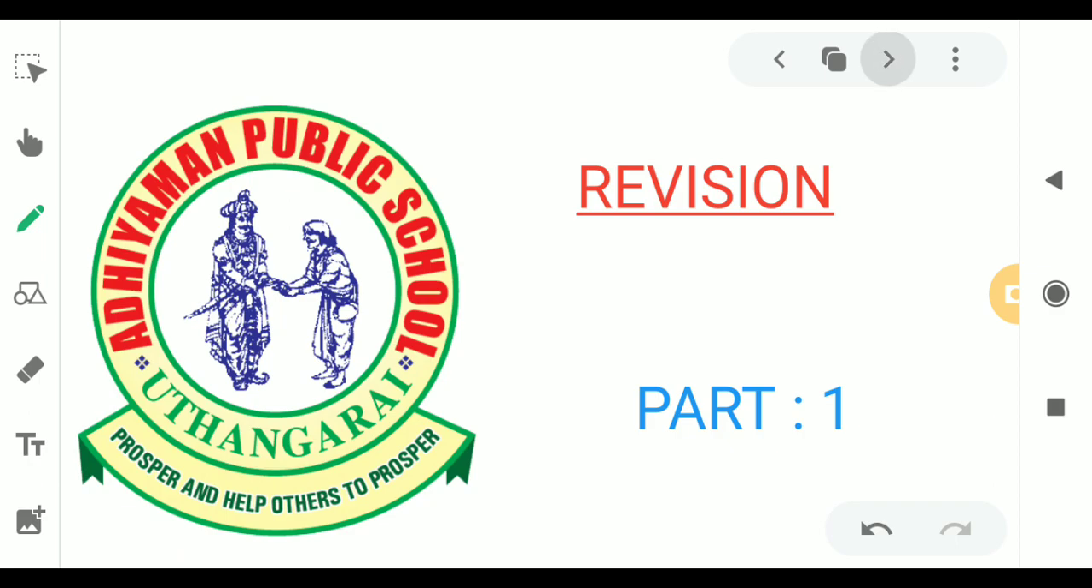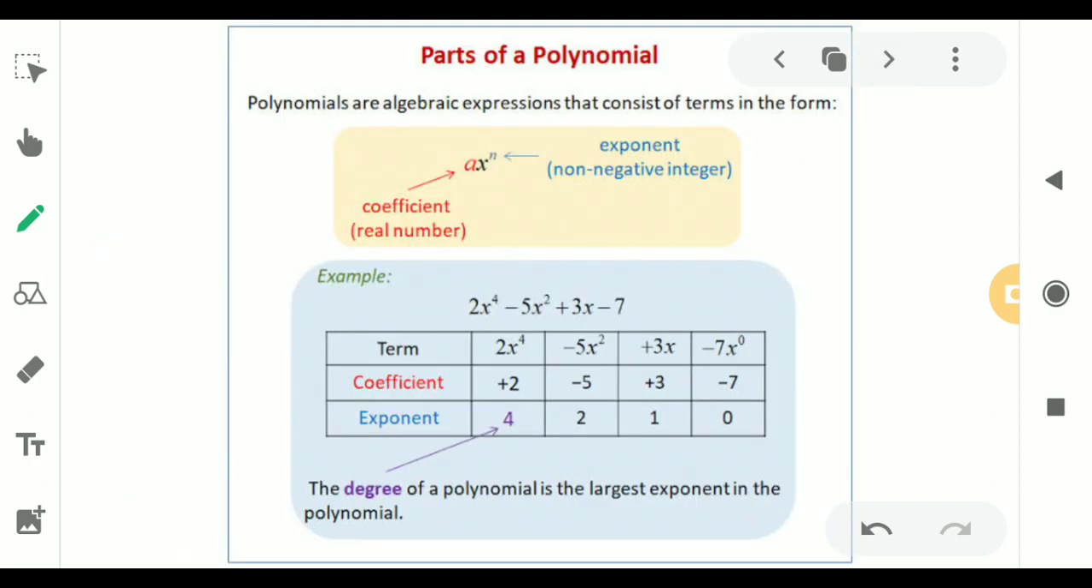Today we will revise from the first. What do you mean by polynomial? You know, polynomials are algebraic expressions that consist of terms in the form ax to the power n. At least one term, two terms, like that. Between them, plus or minus should be there. Okay, just like this, we can see that it's a polynomial. Now, this power is called the exponent, and in a polynomial, the exponent has to be a non-negative integer.